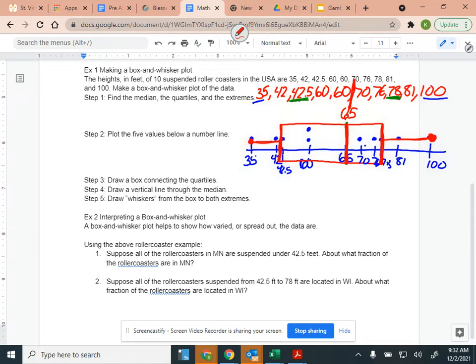So now it says interpreting a box and whisker plot. A box and whisker plot helps to show how varied or spread out the data are. Using the above roller coaster example, suppose all of the roller coasters in Minnesota are suspended under 42.5 feet. About what fraction of the roller coasters are in Minnesota? So if they are suspended below 42.5, what fraction of all of our data set would that be?